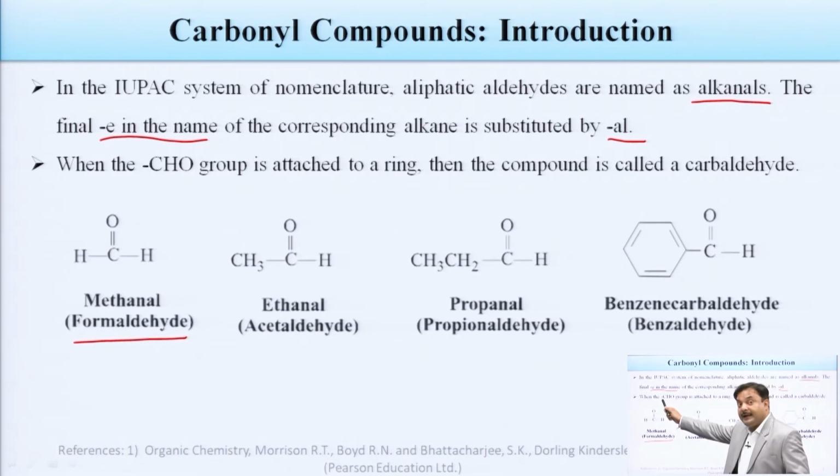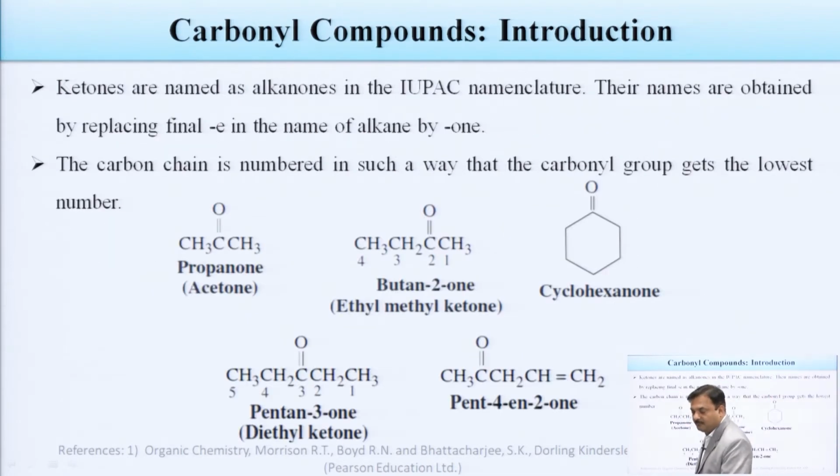If we are talking about aromatic aldehydes, then we have to take care that when the aldehyde group is attached to a ring, the compound is called carbaldehyde. Like in this particular example, this is benzenecarbaldehyde. The common name is benzaldehyde. Ketones are named as alkanones in the IUPAC nomenclature. Their names are obtained by replacing the E of the corresponding alkane with one. The carbon chain is numbered in such a way that the carbonyl group gets the lowest possible number. If we are talking about a compound having 3 carbons, we simply name it propanone. The common name is acetone.